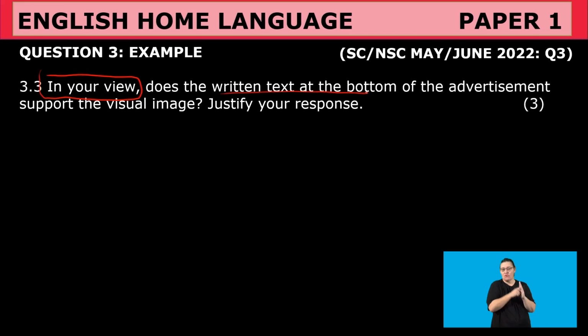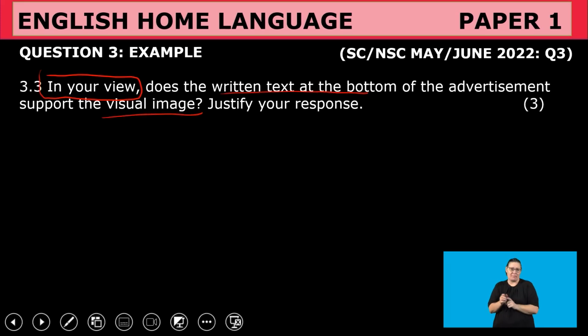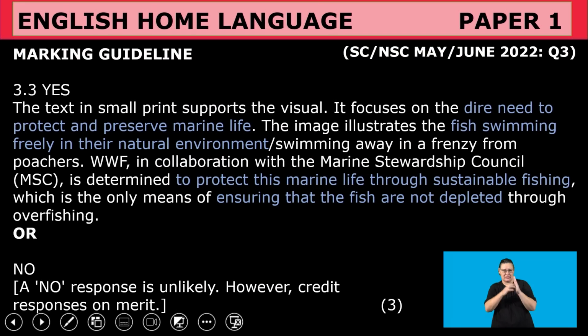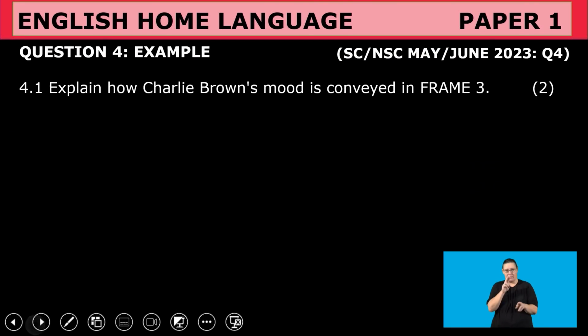Does the written text of the advertisement support the visual? The same thing we did in the previous question. You will look at the written text, you will find similarities that link these two elements together. So this is about sustainable fishing, and of course we see some fish here in the visual. Make sure you refer to the text and the visual.